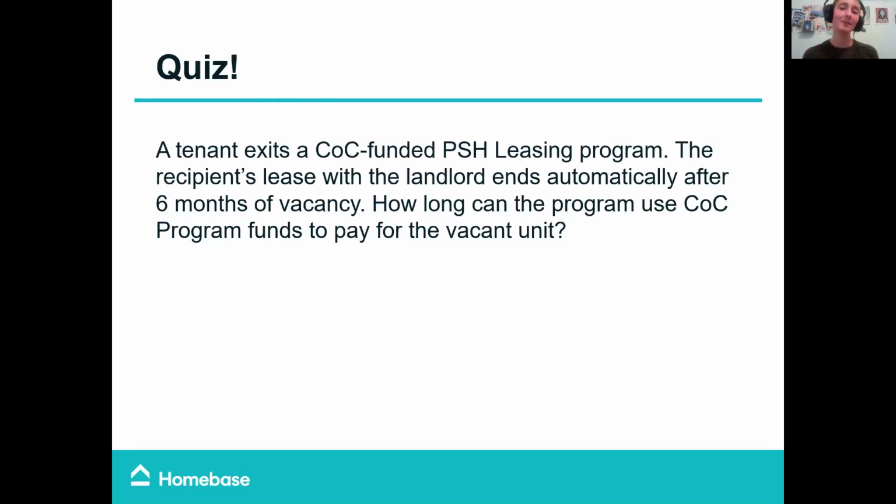Until the end of the month that the client exited, that's really close to the rule for rental assistance. The rule for rental assistance would actually be until the end of the month after the month that the client exited. So you get a little bit more time even than that.